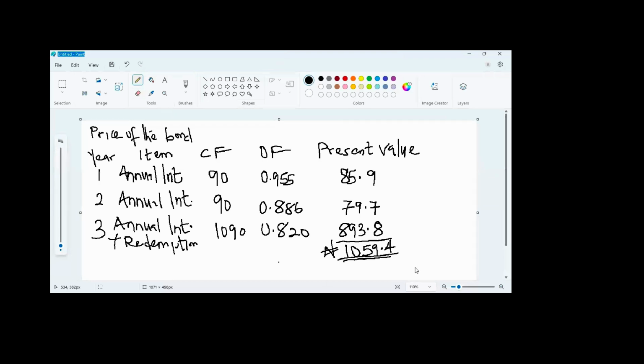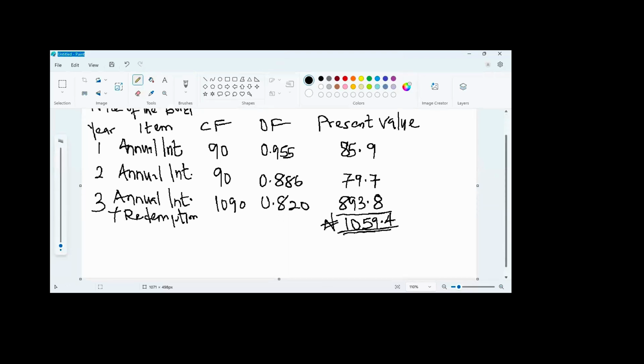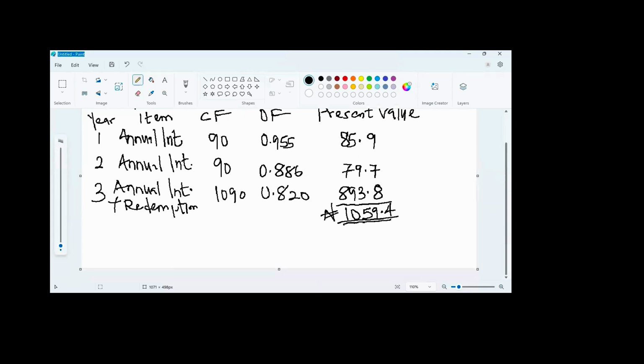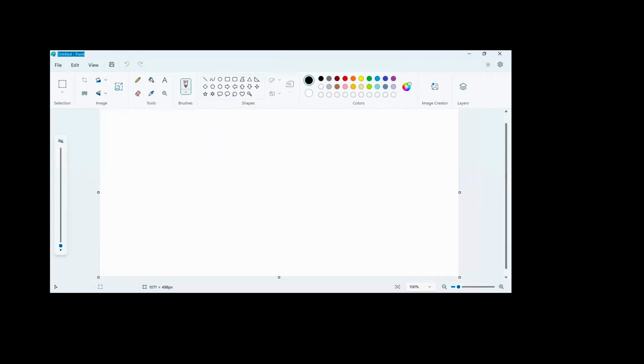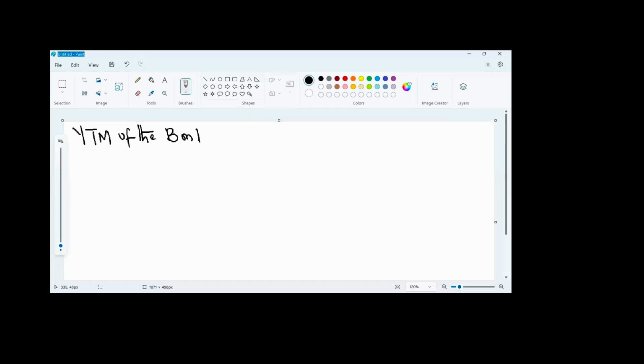If there's no question, let's take another board. So again, we have introduced the third whiteboard. We need to calculate the YTM of the bond. Please, what is yield to maturity? How do we compute yield to maturity?